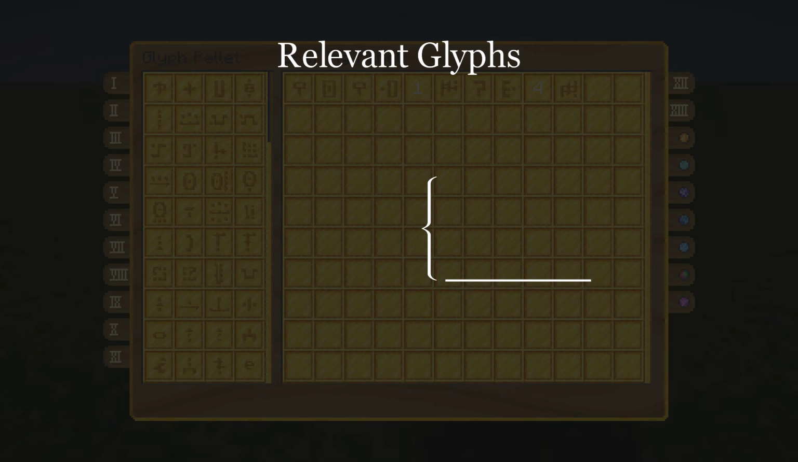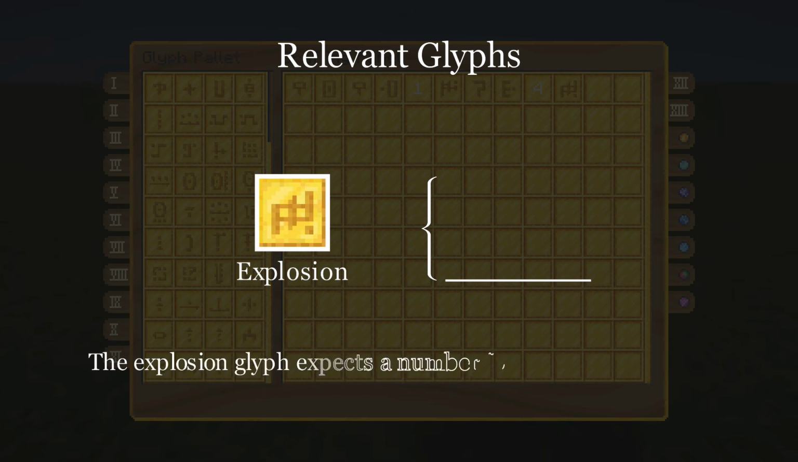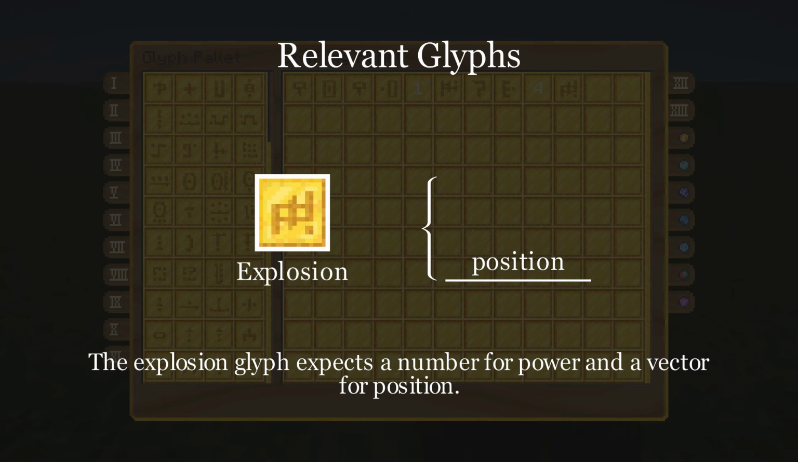On the other hand, the explosion is a simpler glyph compared to the greater fireball or firebolt. It only takes a position vector and a power level in order to produce an explosion at the given position with the given power. Let's look at how this spell works.